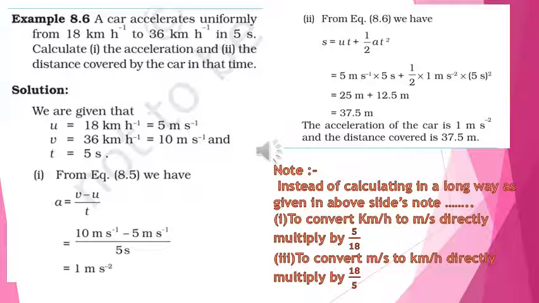Now first we calculate the acceleration. Acceleration is very easy: change in velocity upon time, that is v minus u upon t. So the answer is 1 meter per second square. Now we will use the second equation of motion, s equals ut plus half at square. Now substitute the values and solve. You will get the answer s equals 37.5 meter. And therefore the acceleration of the car is 1 meter per second square and the distance covered is 37.5 meter.